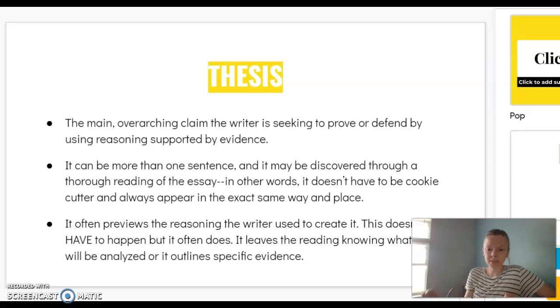However, I think it sometimes takes a little more skill to jump to, hey, I don't need that exact format, but it could be something that doesn't have to appear the same. There doesn't have to be that layout, but if you do use the layout, that's fine too. It often previews the reasoning the writer used to create it. This doesn't have to happen, but it often does. It leaves the reader knowing what topics will be analyzed, or it outlines specific evidence.